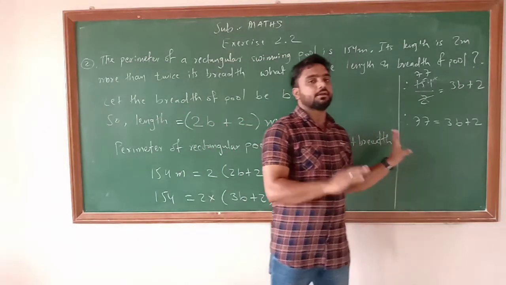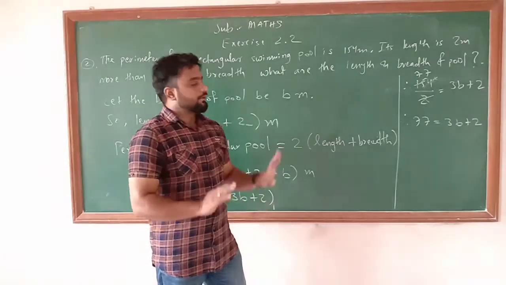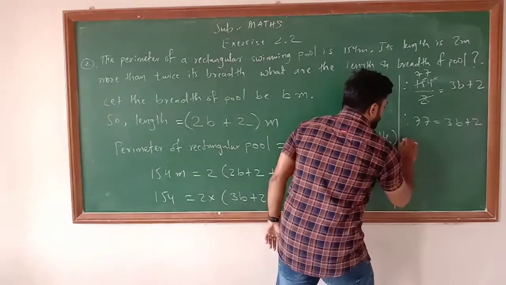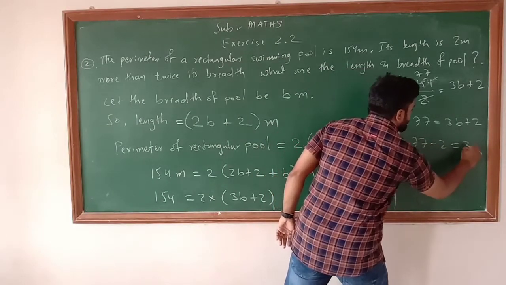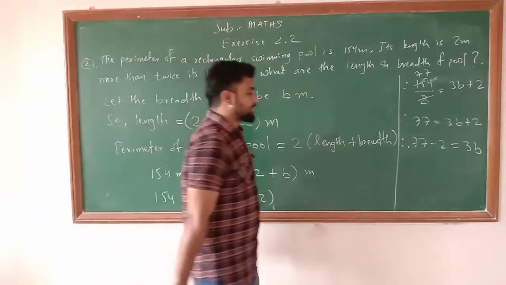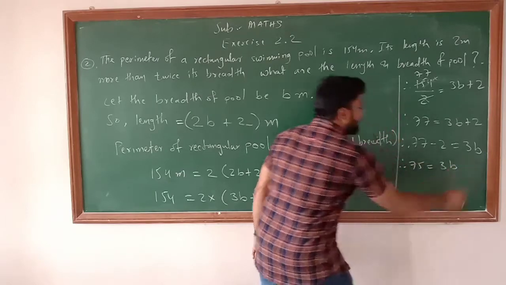देखो यहाँ पर आपने जिस तरह पहले वाली एक्सरसाइज के अंदर इक्वेशन सॉल्व किए हैं, वही मेथड से यहाँ बहुत ही इजी इक्वेशन को आपको सॉल्व करना है. So therefore, 77 minus 2 is equal to how much? 3b. Now 77 minus 2, that is equal to how much? 75. So therefore 75 is equal to 3b.